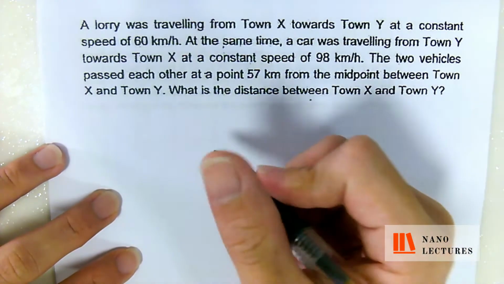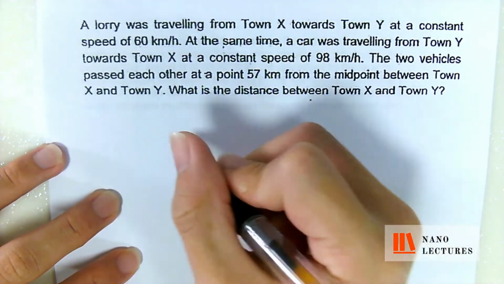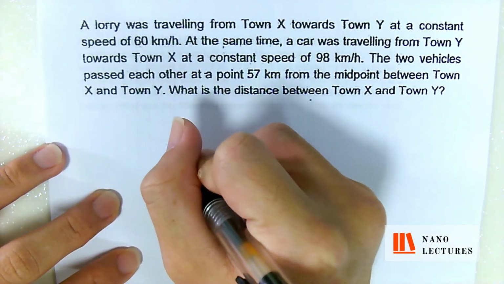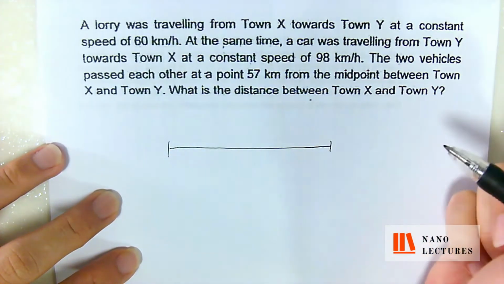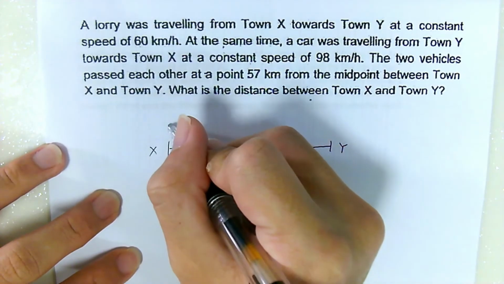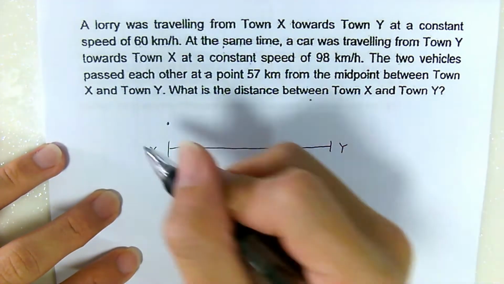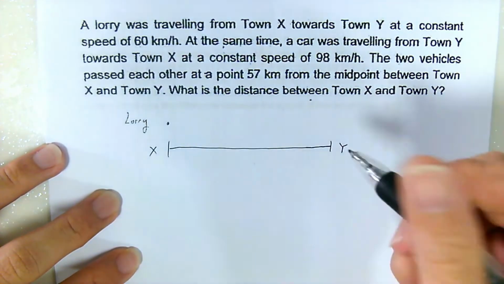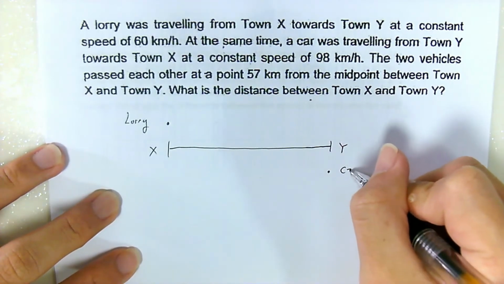Now for this one, right, we actually have to go and draw a distance model. A distance model is actually very simple. Okay, number one, we always have these 2 points that we have, and then we just put an X and a Y over here. Now, we put a lorry over here, so lorry starting from here, so we put lorry. And then we have the car over here, so we put a car.